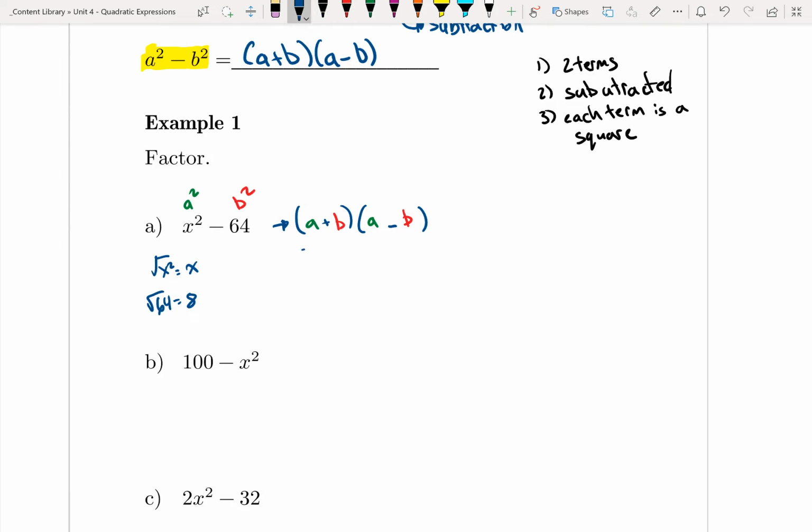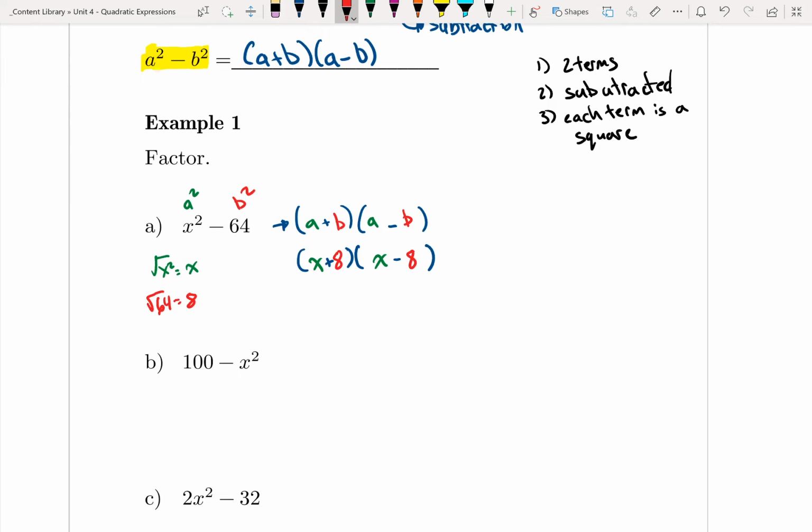So in our first bracket then, the square root of the first term, which we already found over here, is going to be x. So that is going to be the first number in both sets of brackets. Then we're going to have one that's plus and one that's minus. And that is going to be our other term, which in this case is 8. So it's going to be x plus 8 times x minus 8. So that is going to be our factored form.